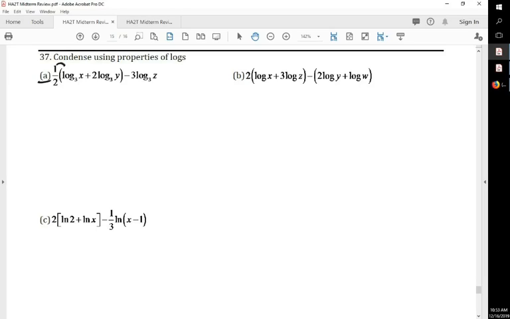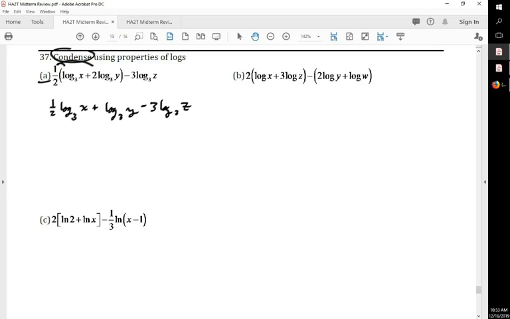So first thing I'm going to do is distribute this to both logs. So I have 1/2 log base 3 of x plus log base 3 of y, because 2 times 1/2 is 1, so I'm just going to write that. And then we have minus 3 log base 3 of z.